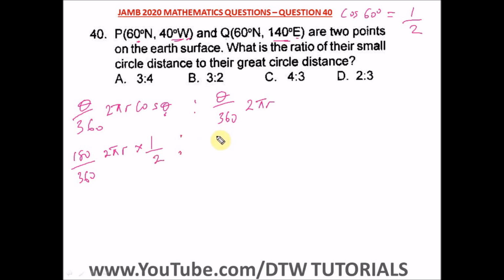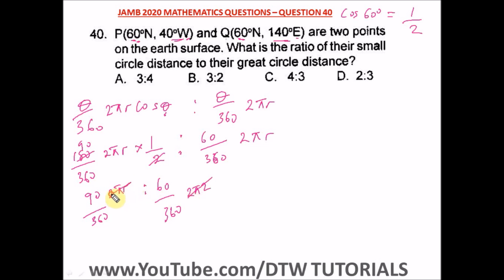Now for the great circle, what then will be our theta? Our theta here will be 60, because I want the latitude. So this is 60 over 360 2 pi r. So the 2 we cancel here, it goes 90. So we have 90 over 360 2 pi r ratio 60 over 360 2 pi r.